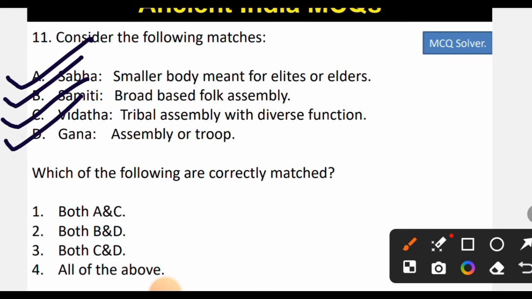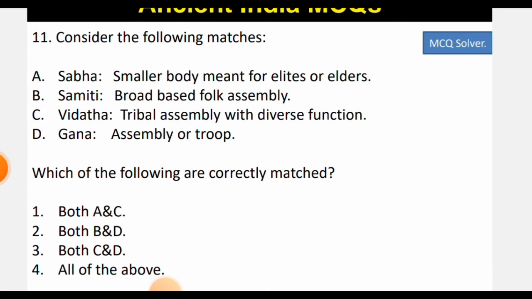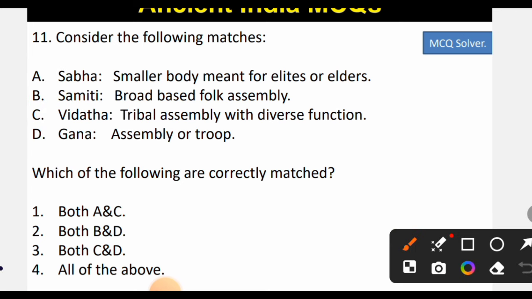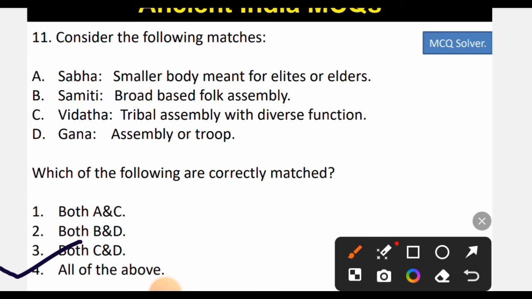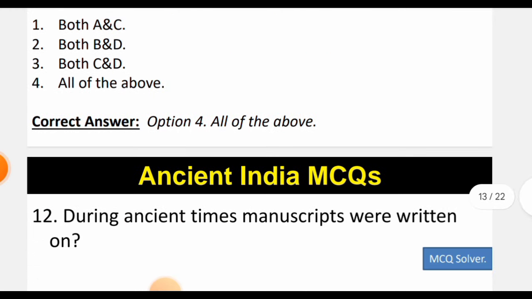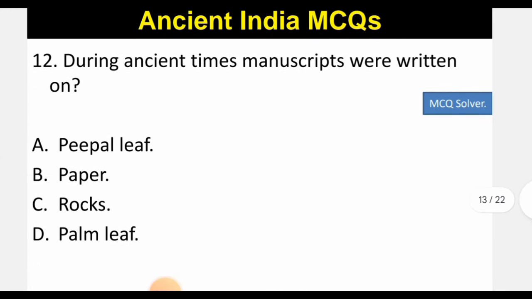So among the following, the correct option will be option number 4, that is all of the above. So all the above matches are correct. So all of the above is the correct option. Now let's move to question number 12. During ancient times, manuscripts were written on.